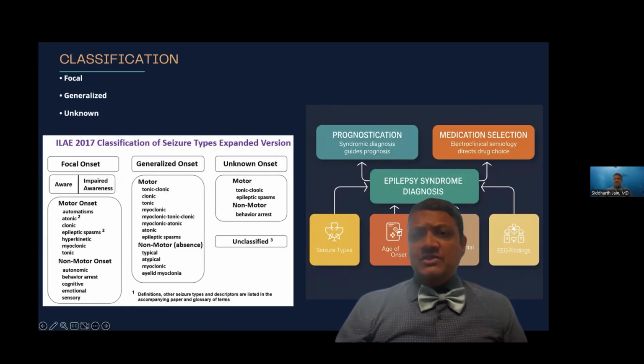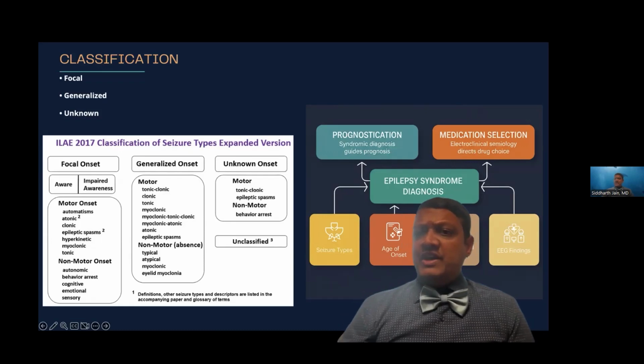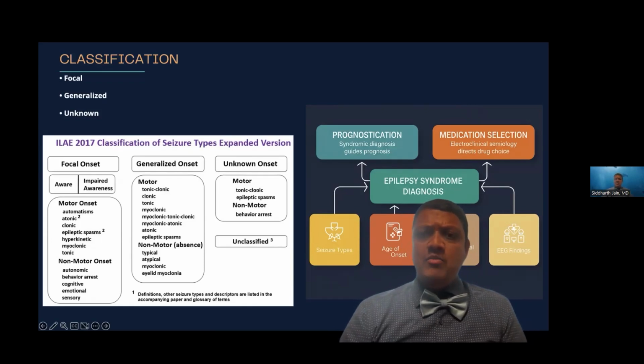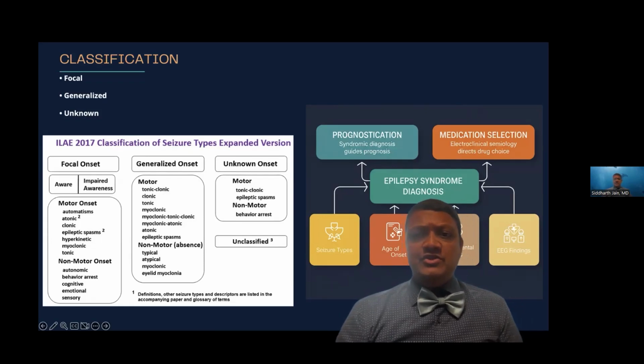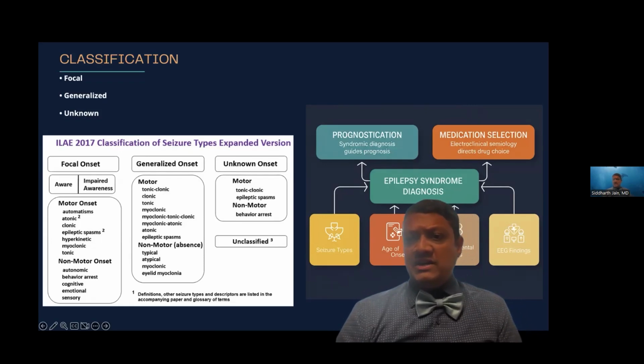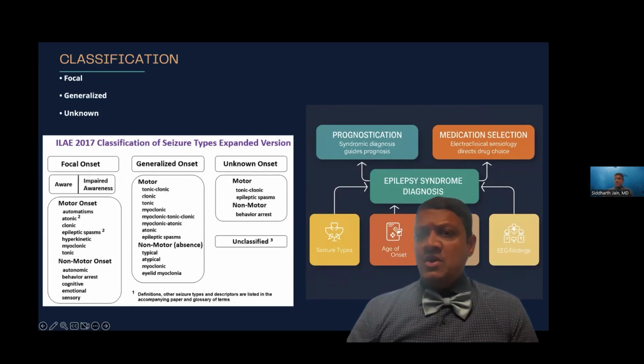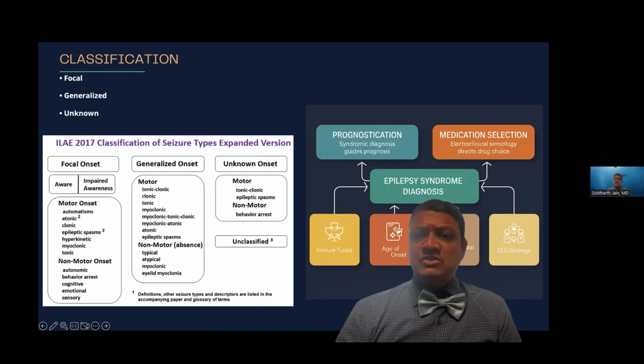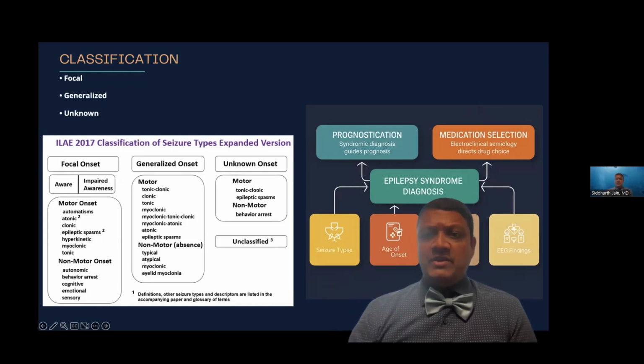Once we have determined onset, then we go further in our classification based on awareness. Was it focal aware or focal impaired awareness? That helps us understand how broadly the networks were involved. And what are the motor features for these events? Were they tonic, clonic, myoclonic, atonic, or automatisms? Or were there non-motor symptoms such as sensory, emotional, cognitive, or autonomic?